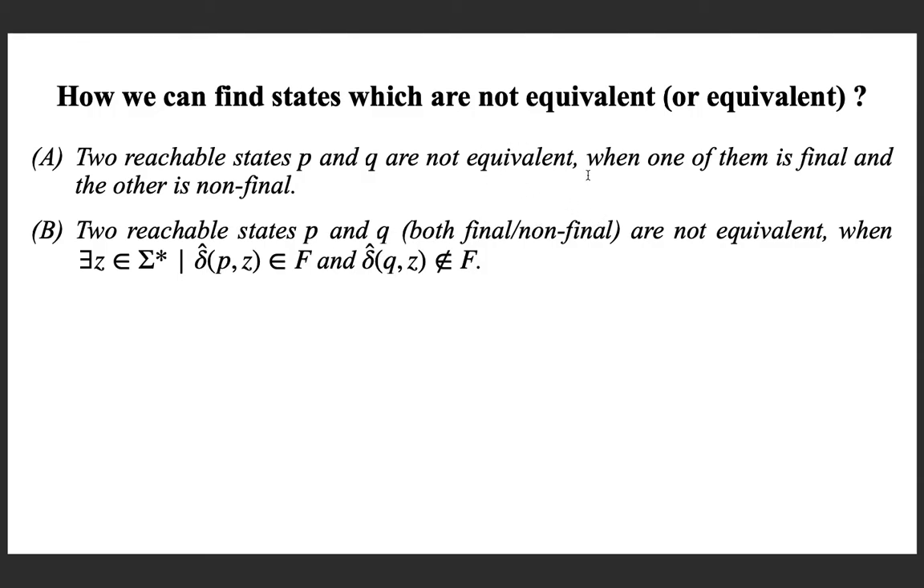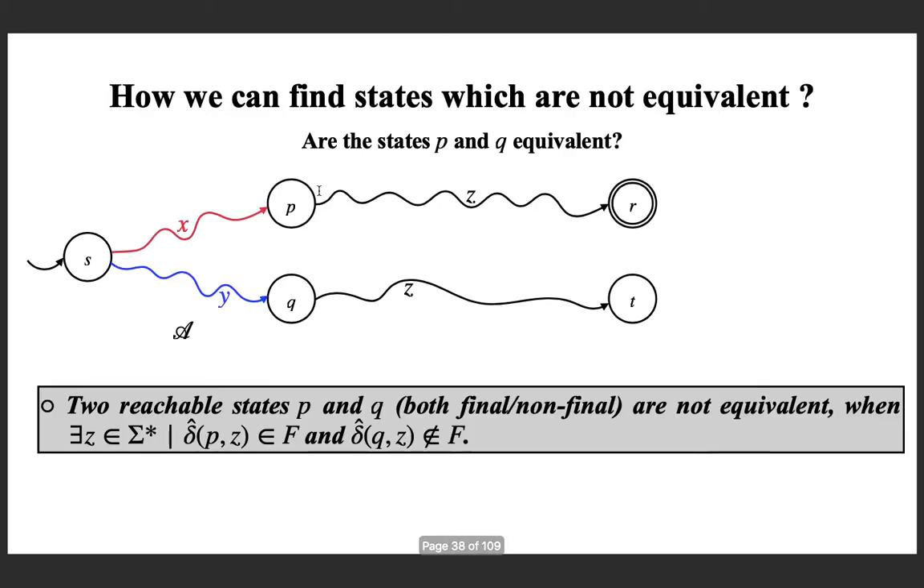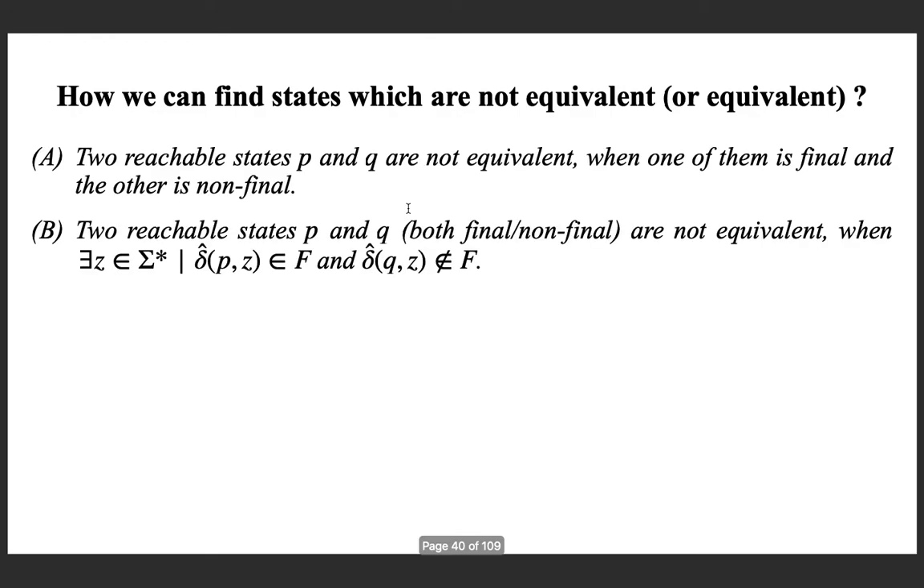That is, this condition cannot be applied. Both are final or both are non-final. Two states P and Q are said to be non-equivalent when you can find a string Z such that the path for Z from P goes to a final state and the path for Z from Q goes to a non-final state. Exactly this situation. Then also they are non-equivalent. So these are the two conditions to be satisfied for a pair of states to be non-equivalent.